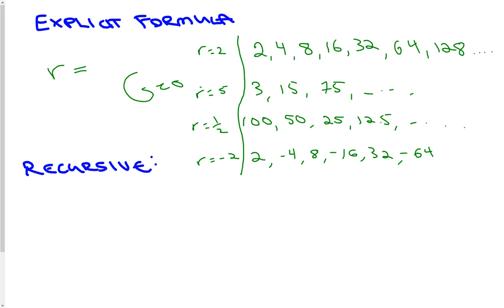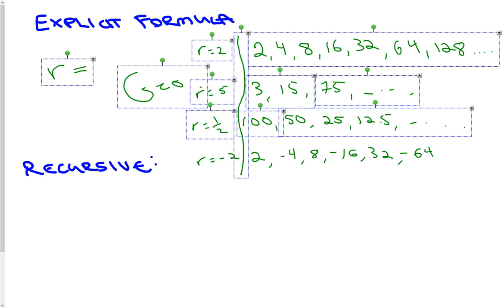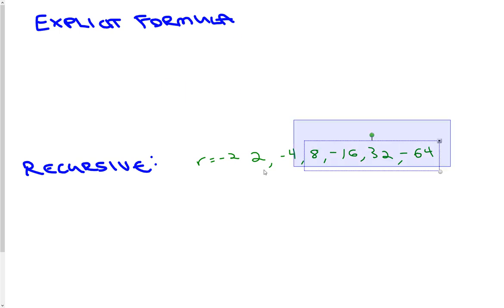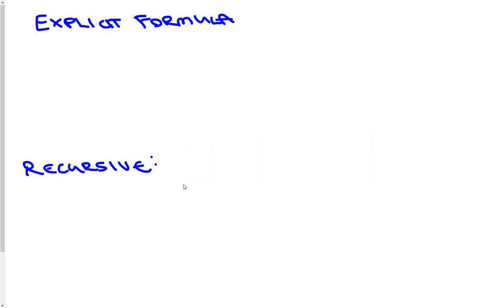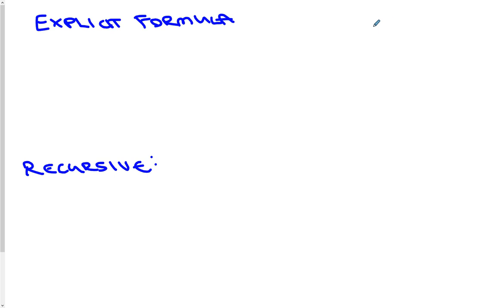So let's use one of these examples. I'm just going to get rid of these so I've got some space. And let's choose one sequence and we'll do an explicit formula and a recursive formula. So here's my sequence of numbers, my geometric sequence. I'm going to say it's 4, 12, 36.